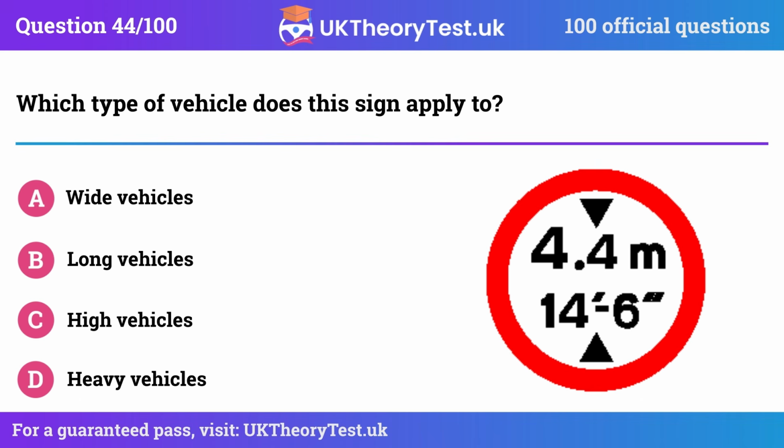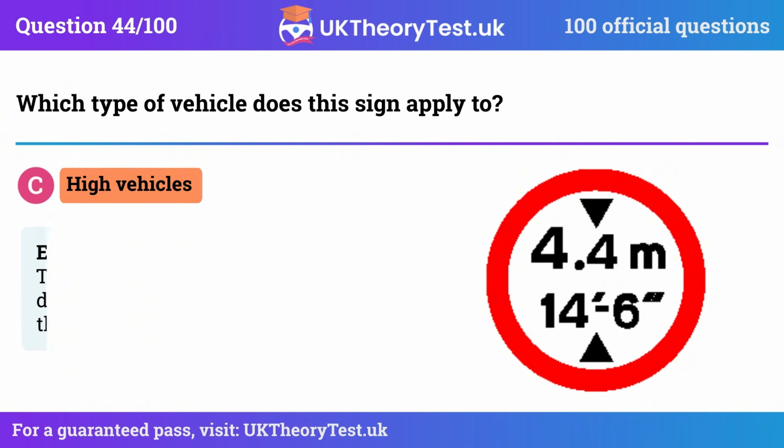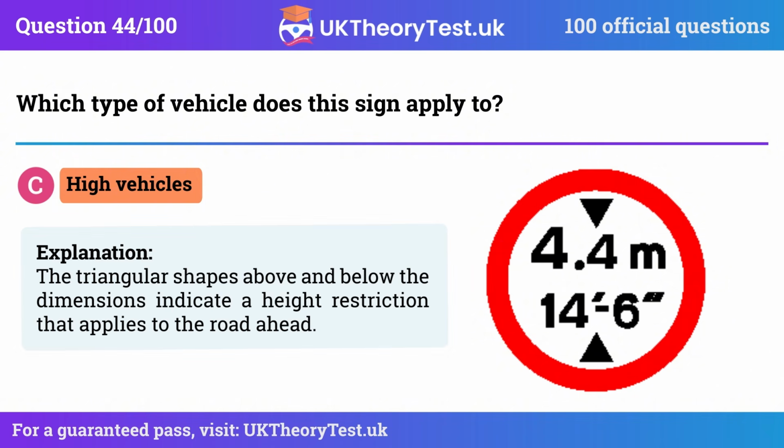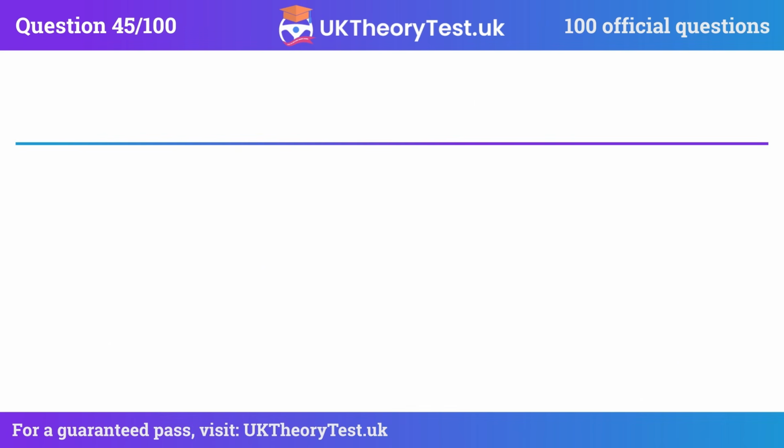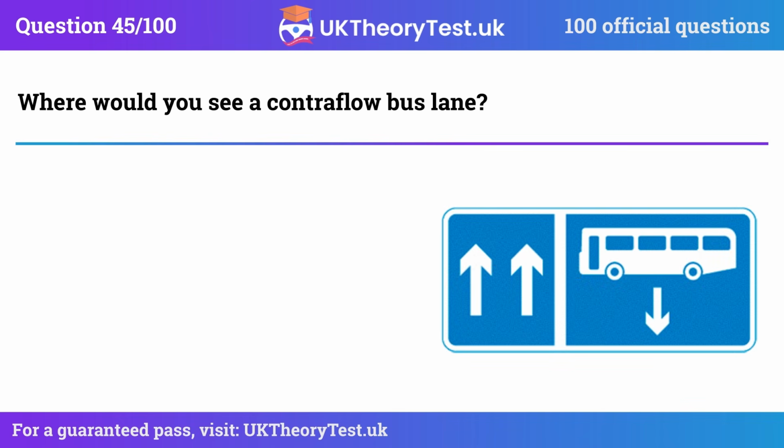The correct answer is C. High vehicles. Explanation: the triangular shapes above and below the dimensions indicate a height restriction that applies to the road ahead. Question 45. Where would you see a contraflow bus lane?